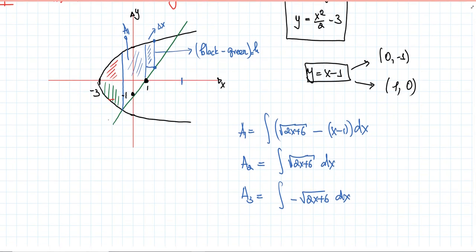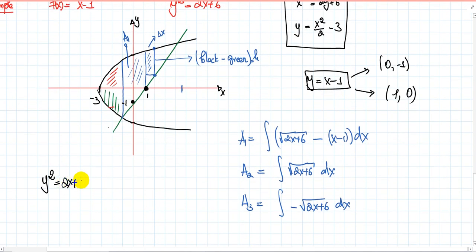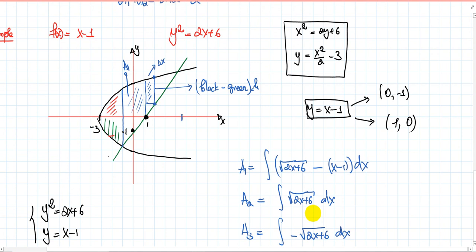By solving the system, right? So we need to solve the system: y squared is equal to 2x plus 6, and y is equal to x minus 1, right? Why do I have to solve the system in order to find the intersection points? So why do I need to solve this system in order to find these intersection points? So what does the system mean? System of equations.